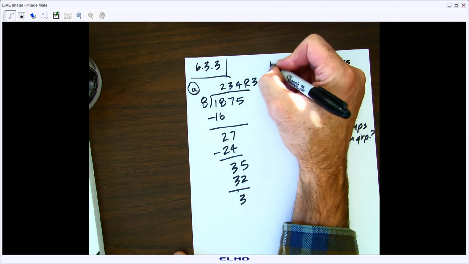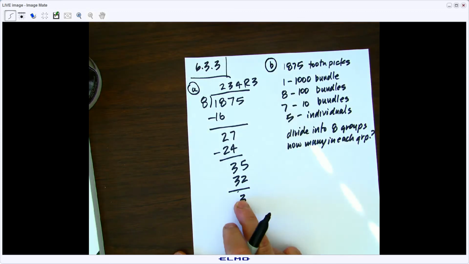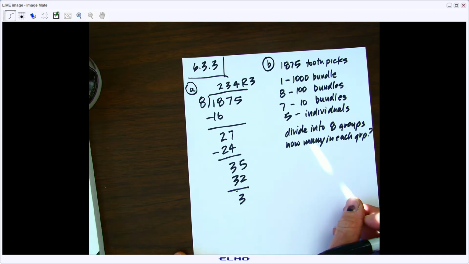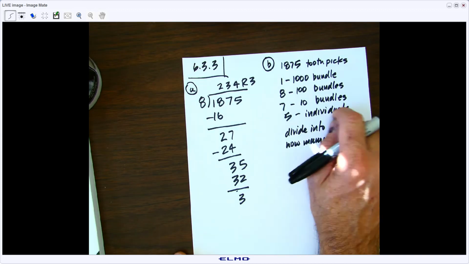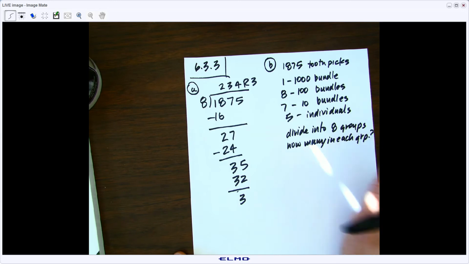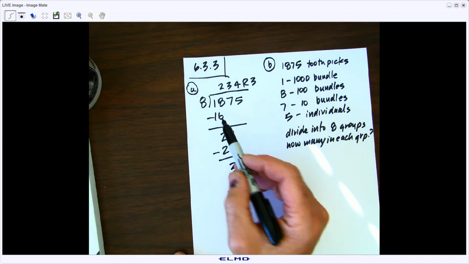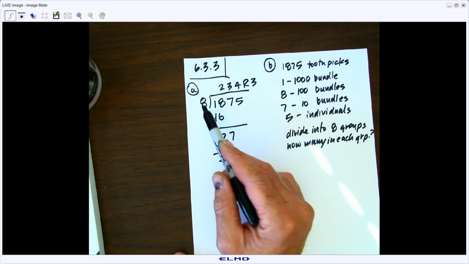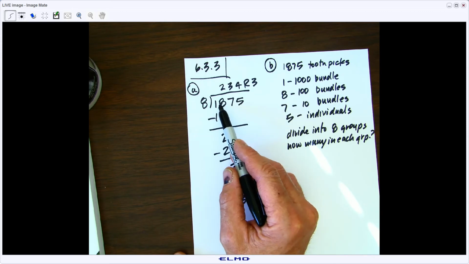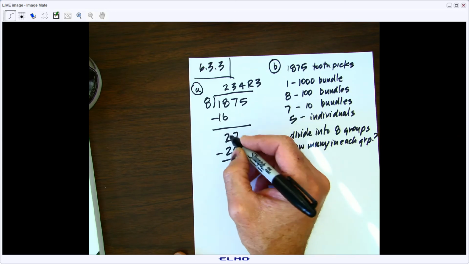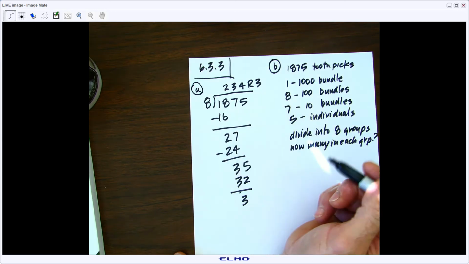But part B says, well, how does the standard algorithm correspond to this? How many in each group division problem, where we have this many toothpicks in these many bundles and we're dividing them into 8 groups and asking the question how many in each group. So if we look here at the beginning, what we did is we said, well, 8 goes into 18 2 times, and when we subtract we get 2 left over.